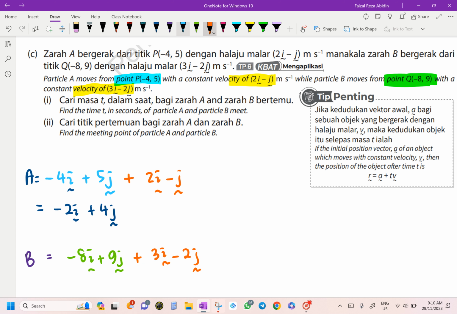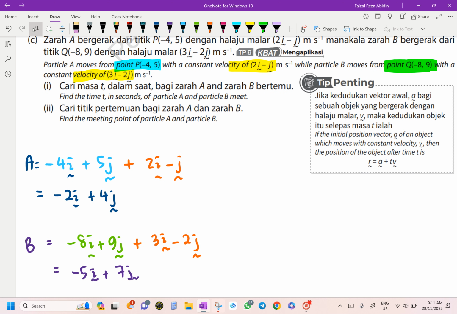So we are going to find our particle B here. Negative 8 with 3i, what will you get? Negative 5i plus 9j minus 2j, 7j. Okay, we have over here 5i plus 2j.